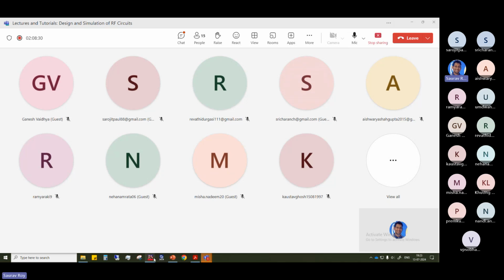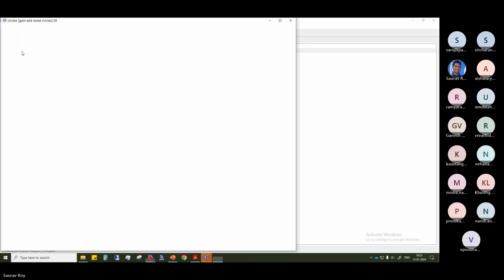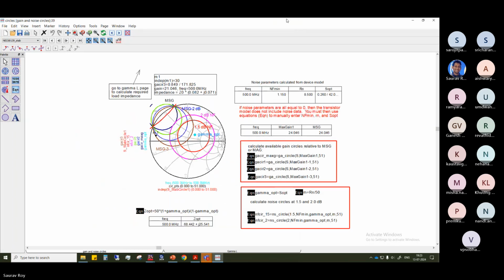So coming back to this, now, as you see, we have even more circles. The interesting thing is in the Smith chart, previously we were having only gain circles. This calculation, these tables, right? Now what we are adding on top of this is the noise figure circles. That is what here.